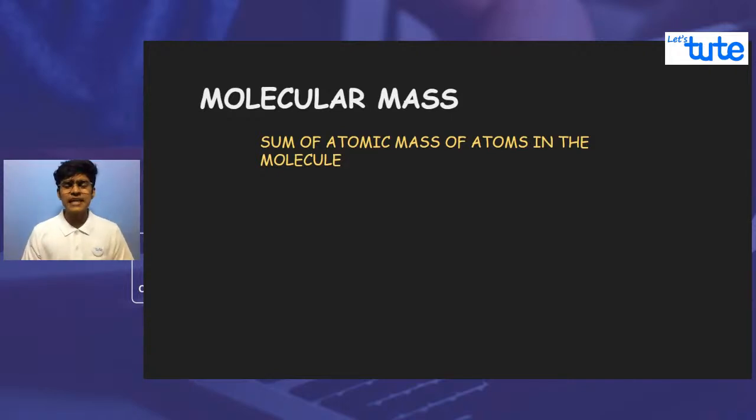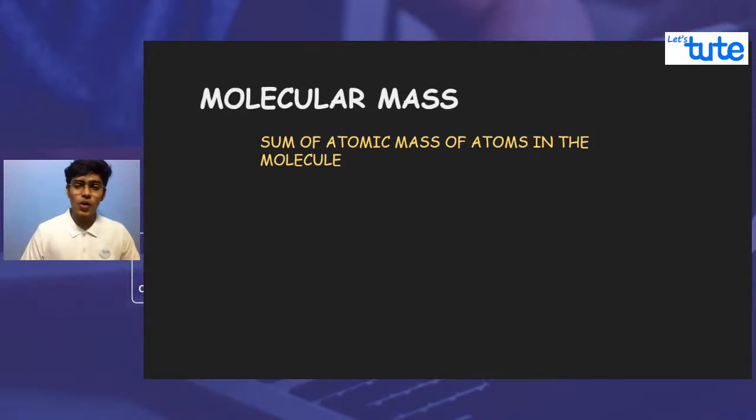We will look at some examples, but try to understand what exactly molecular mass is. We know what a molecule is. A molecule is made up of 2 or more atoms together, and they have attractive forces between them. So we take the atomic mass of these individual atoms, just add them up, and we get the molecular mass of that particular molecule. So this was about molecular mass.